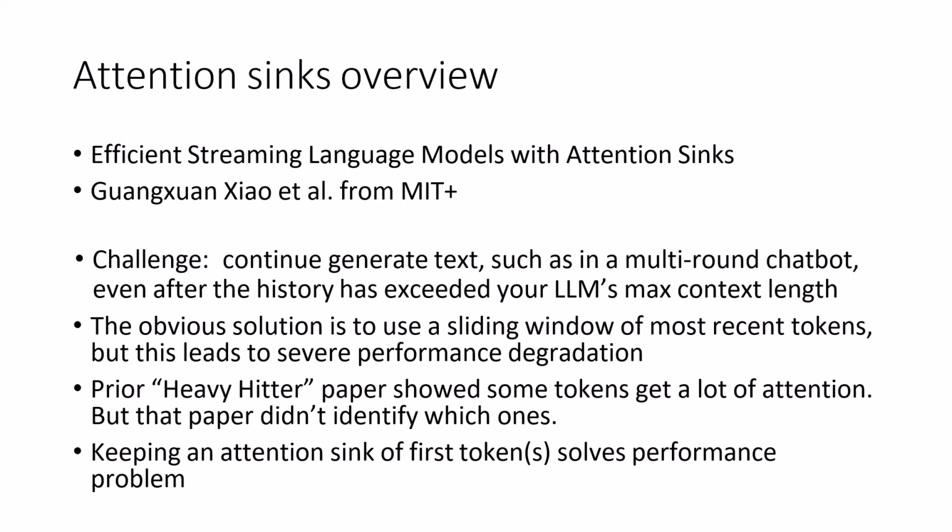So instead of a naive sliding window where you use the 4,000 most recent tokens, you keep the very first few tokens, and then you keep, say, the 3,995 most recent tokens. And that solves the problem. So that's the overview. I'll just go through a little bit of the figures and stuff.